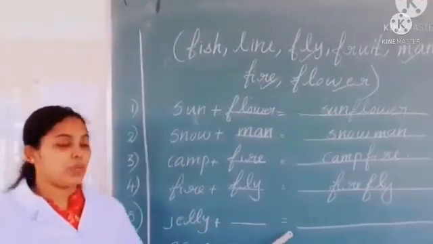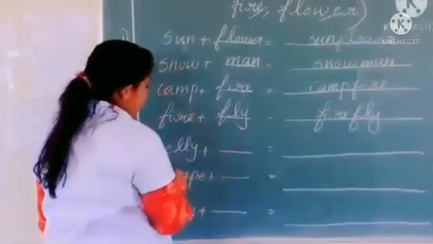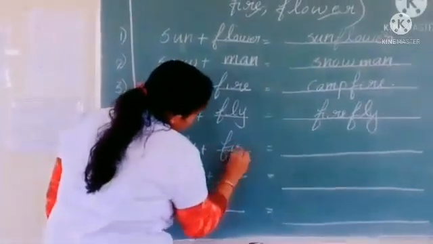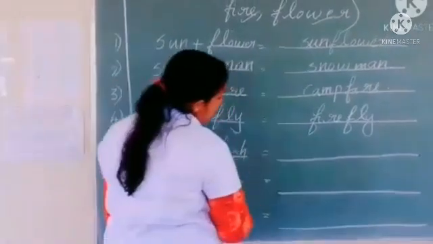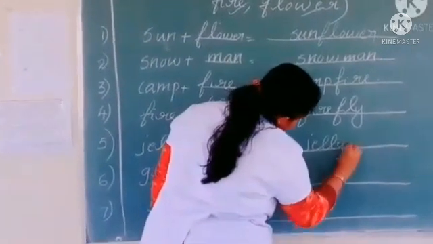And the fifth one, jelly plus dash equal to dash. Which word we can use there? Yes, fish. Jelly plus fish. F-I-S-H. Jelly plus fish, it forms the new word jellyfish.